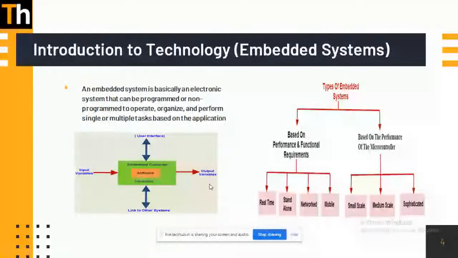Same thing is here. Also in an embedded system, we have an input variable. With respect to time, the values will go on changing. This block will respond according to the software written and hardware embedded in the computer or computing device, and will produce the desired output as per the design.